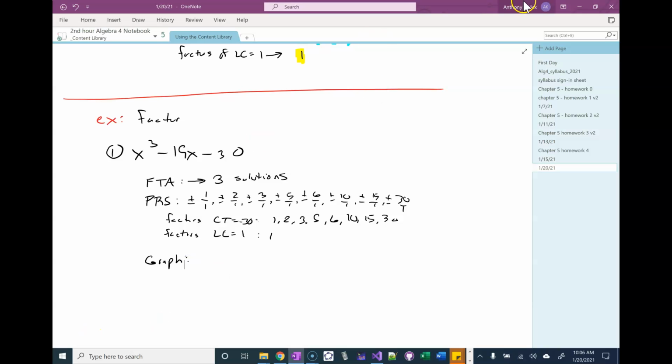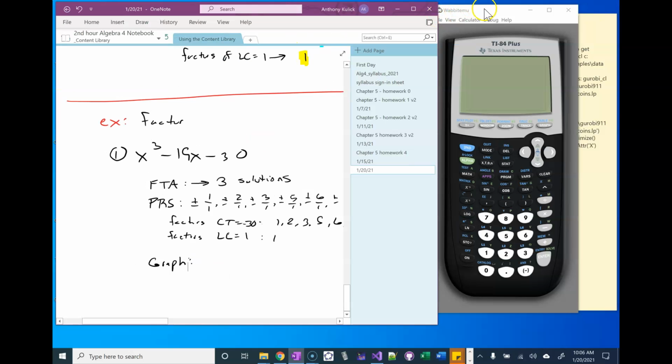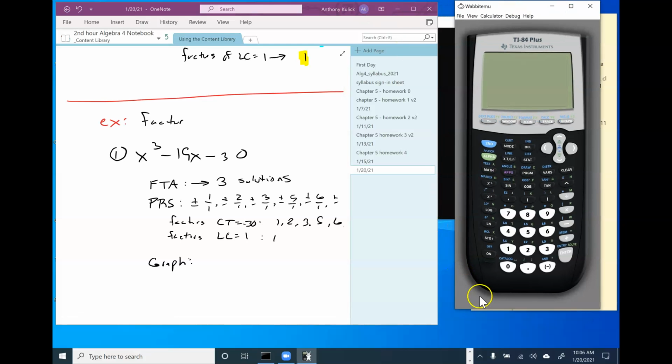So I'll fire up our calculator. If you want to follow along with the calculator portion with me, that's cool. If you don't want to and you just want to sit and watch, that's cool too. It doesn't really matter.